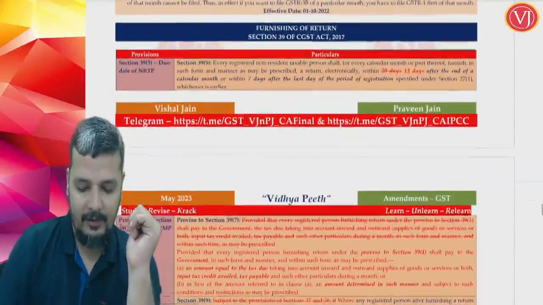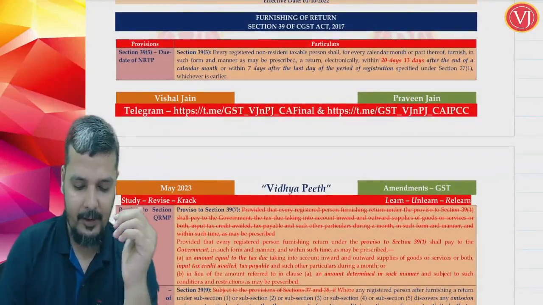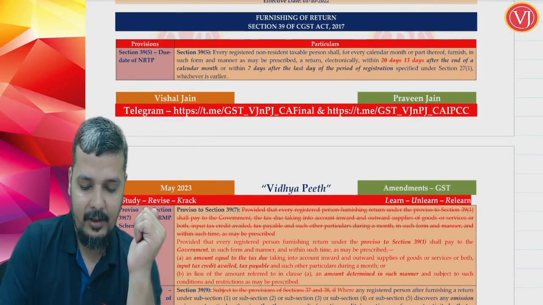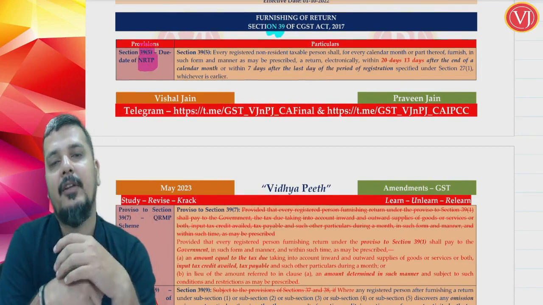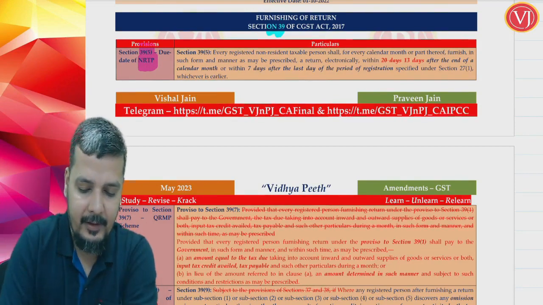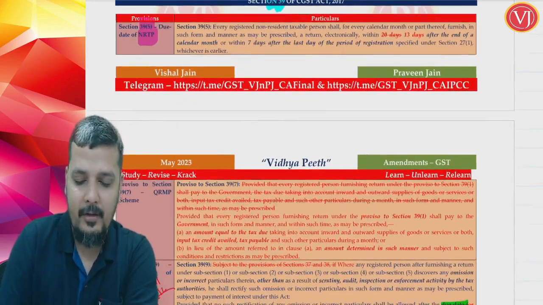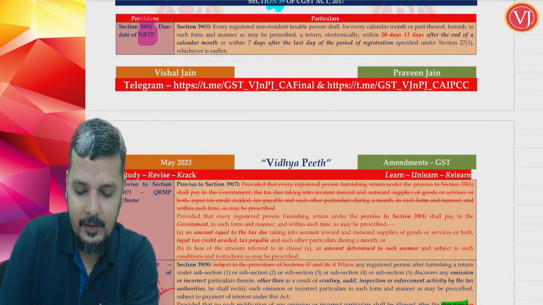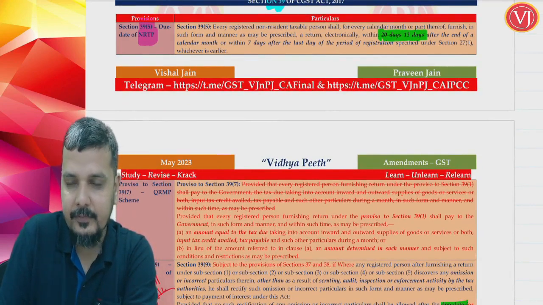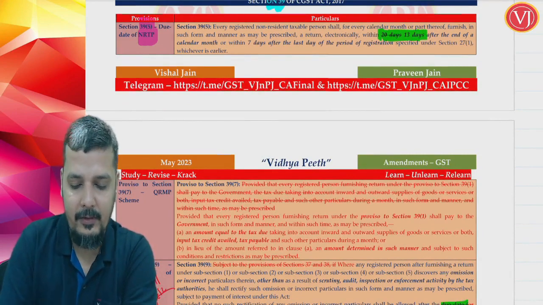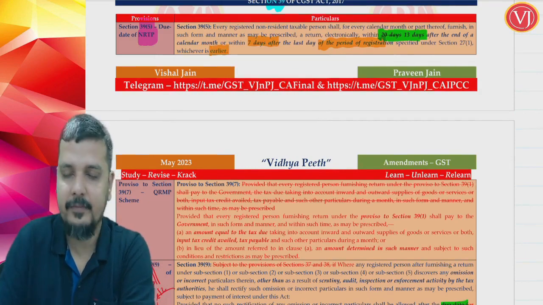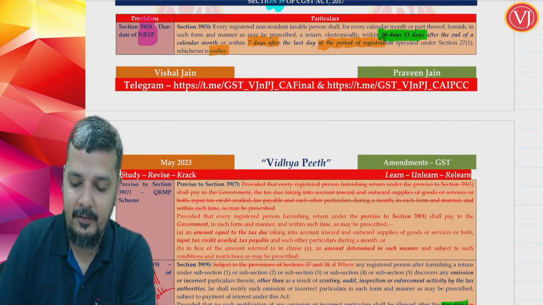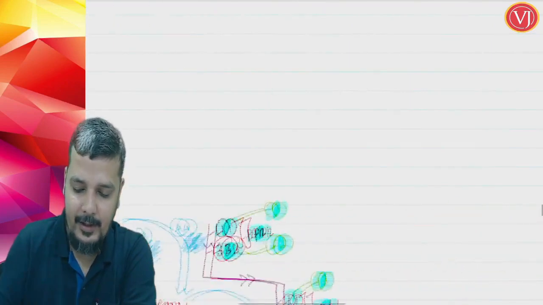Now talking about your section 39, a lot of points we have already discussed. Section 39, return. There's a point in section 39, subsection 5, which talks about NRTP return. The due date of NRTP return has changed. Previously, it was 20th of the next month. Now it is 13th of the next month, or 7 days after the last date of registration, whichever is earlier. So they have changed the due date of NRTP return.